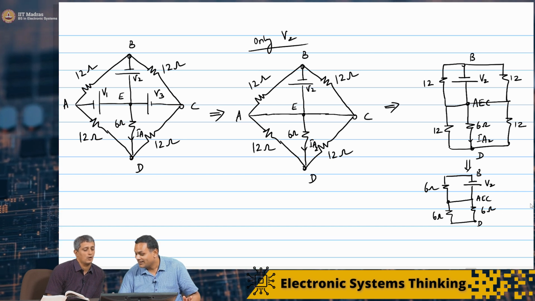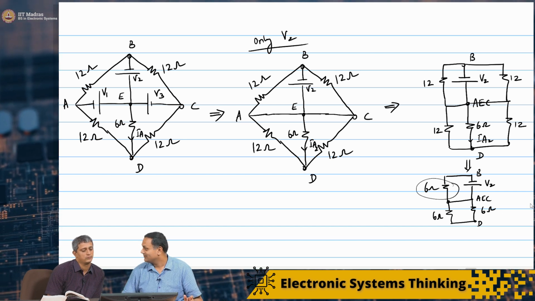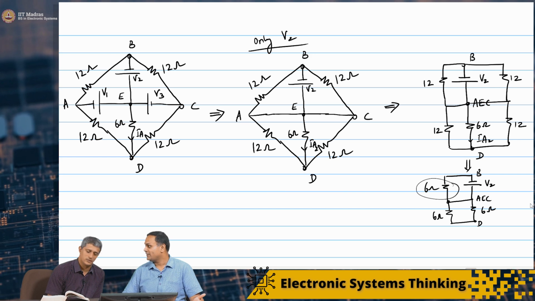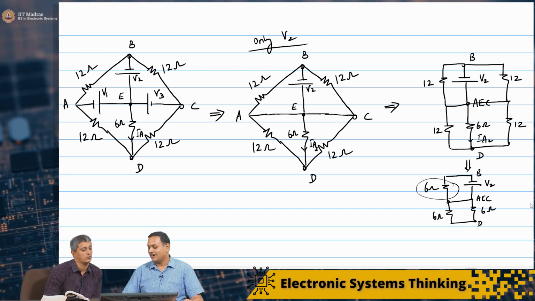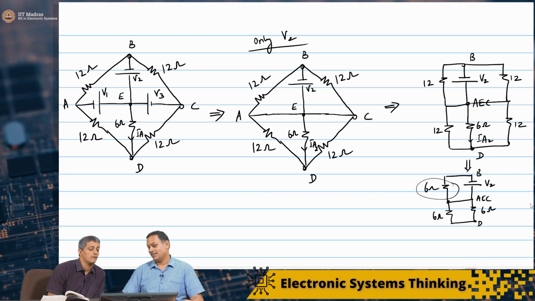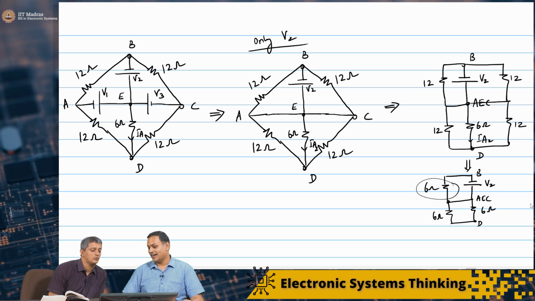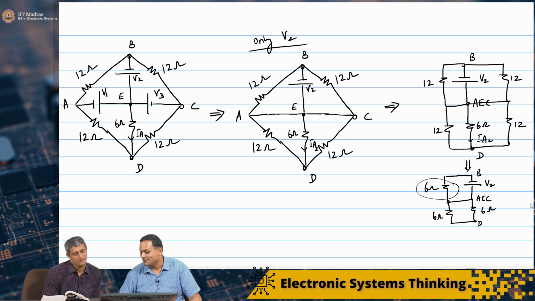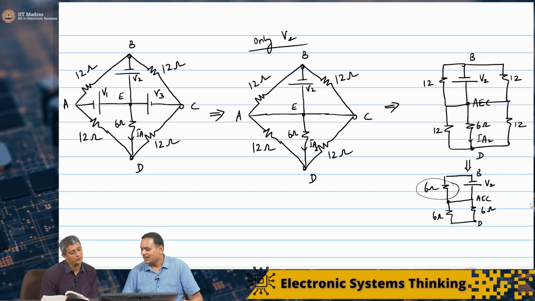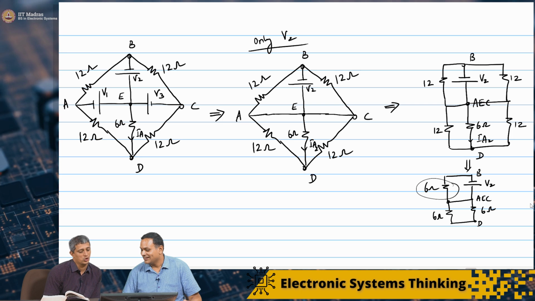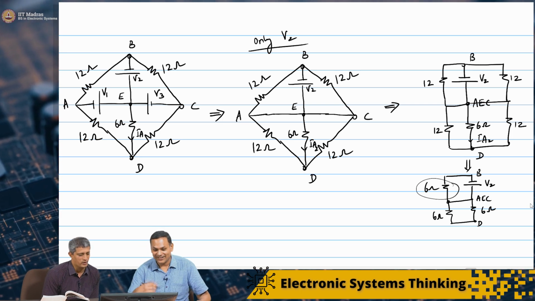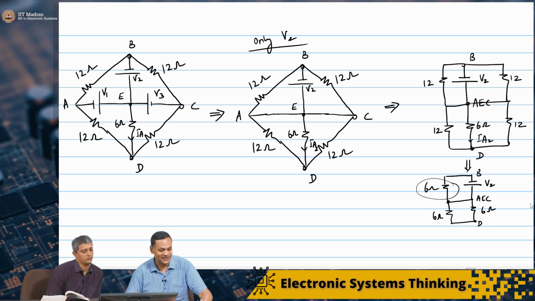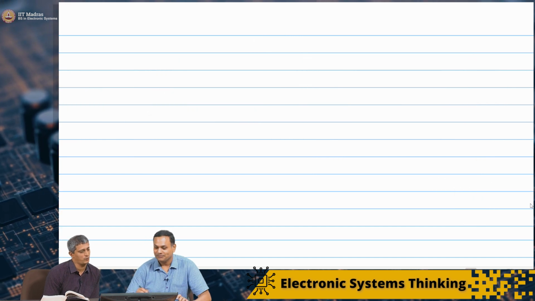Now I see that this 6 ohms does not matter because it is in parallel with the voltage source V2, right? So what do we do now? We are trying to find a current. Let's redraw it. This is turning out to be an interesting problem.